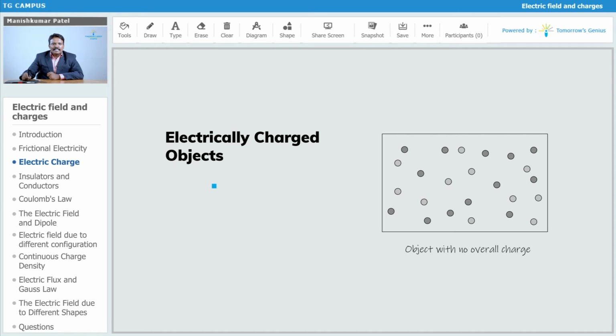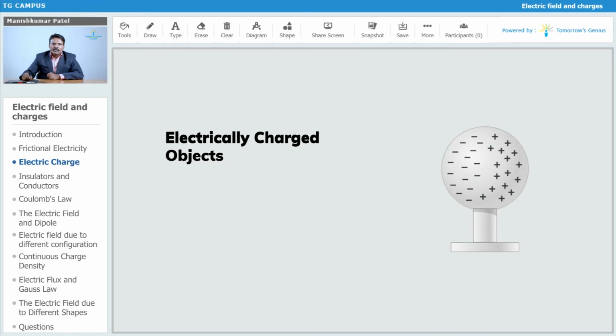If I consider an electrically neutral object, I can say that the total positive charge is the same as the total negative charge. In this picture, this is a sphere which has some charge on it, and because of that you can see those things over there. So I can say that the positive charge is not the same as the negative charge, so it is not neutral in state.